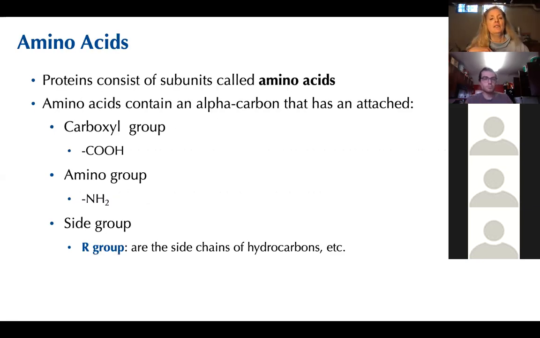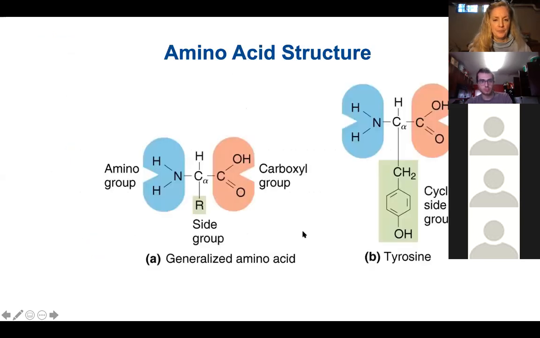All proteins will consist of subunits called the amino acids. The amino acids will have the acid component, a carboxyl group, and the amino group that we showed before, and another side chain of hydrocarbons. So our amino group, an amine, NH2, and our carboxyl group, the COOH, and this R group is going to be some other chain of carbons, okay? Like here on tyrosine, a cyclic carbon group.